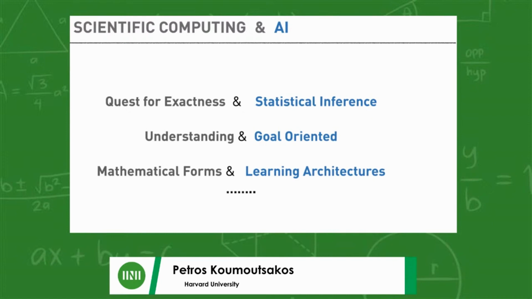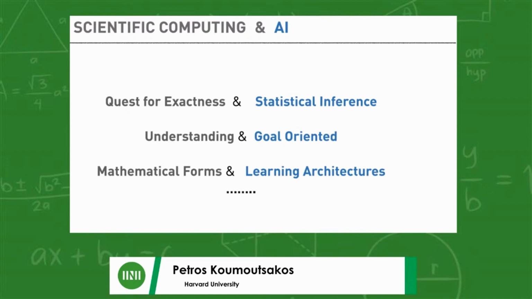And as I just showed you, the way that this type of methods have been formulated, you have mathematical forms from one hand, and then you have these architectures and heuristics and all sorts of flexibilities from the point of view of artificial intelligence.